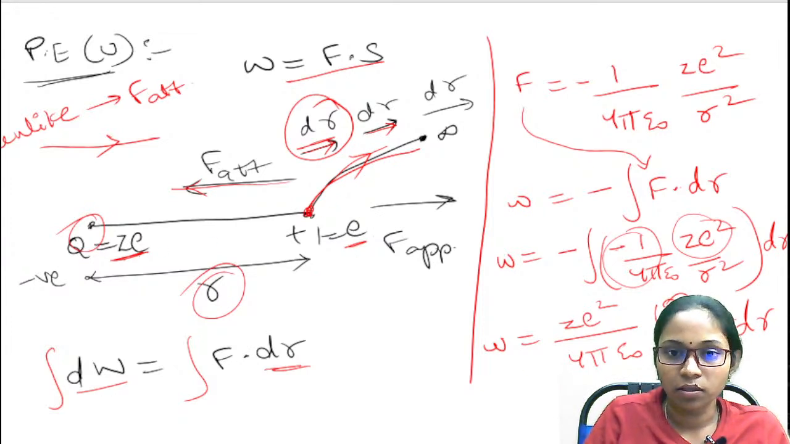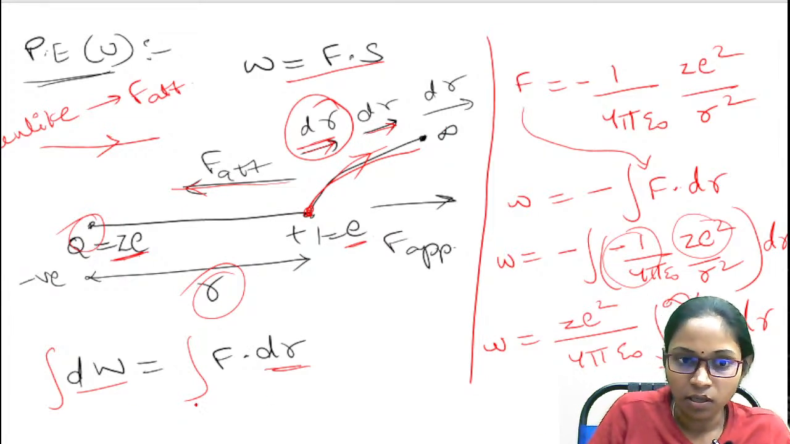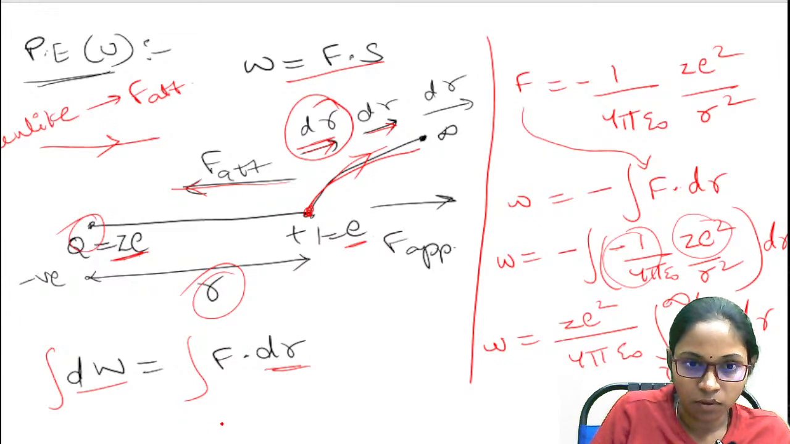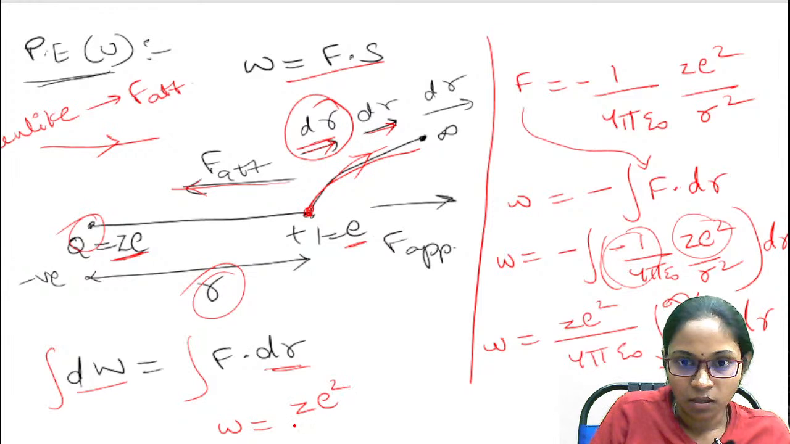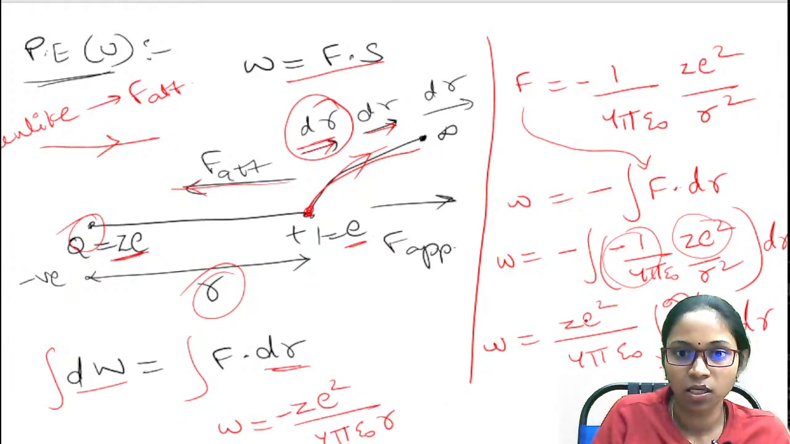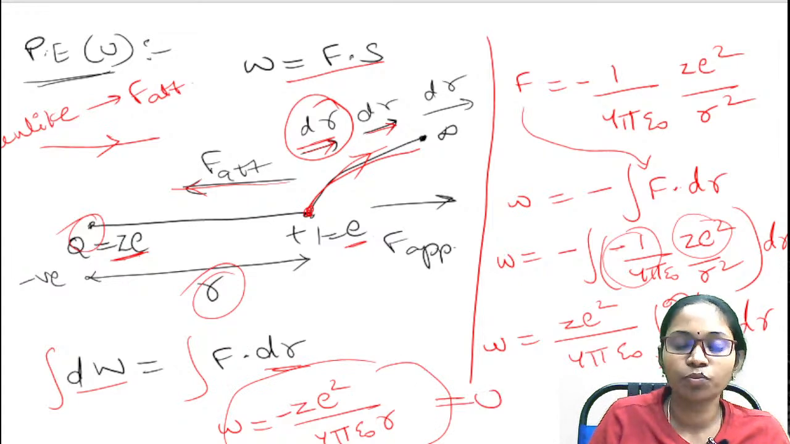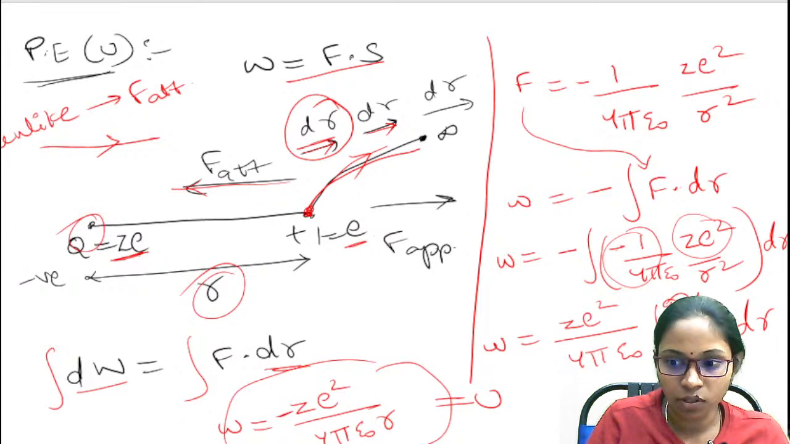If you integrate this, see this is 1 by r square, right? So if you integrate this, we will have the work done formula as Ze square by 4 pi epsilon naught into minus 1 by r. Integration of 1 by r square is minus 1 by r. This work done is stored in the form of potential energy. This is the potential energy. Here we have the minus sign. Is your doubt clear?